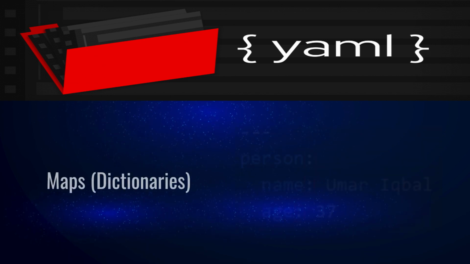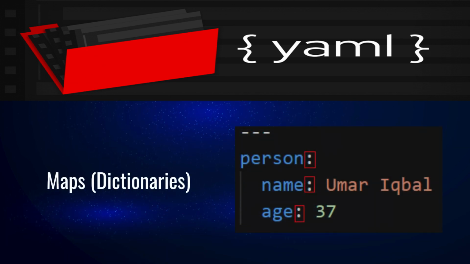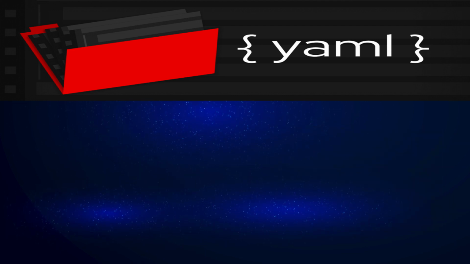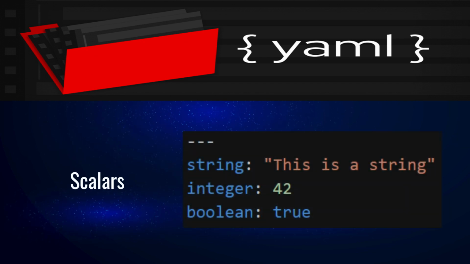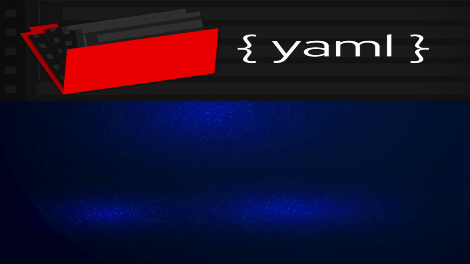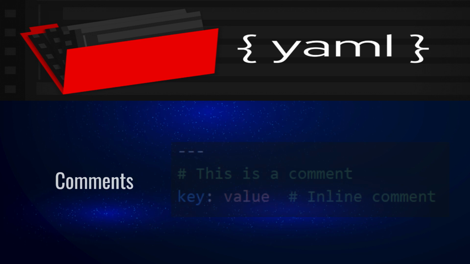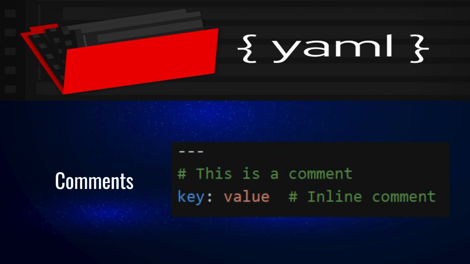Maps represent key-value pairs. The key and value are separated by a colon followed by a space. Scalars can be strings, numbers, or booleans. Scalars can be represented in different ways, and the type is usually inferred from the content. Comments start with the number character and continue to the end of the line. The comment will not be executed during the execution of code. This is known as commenting.